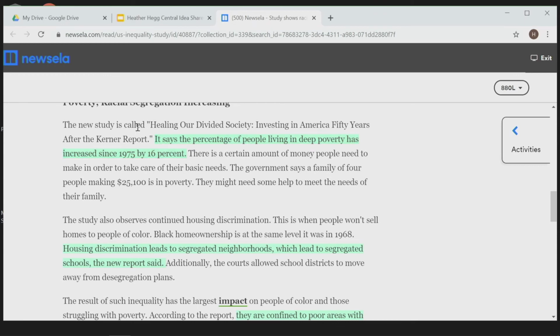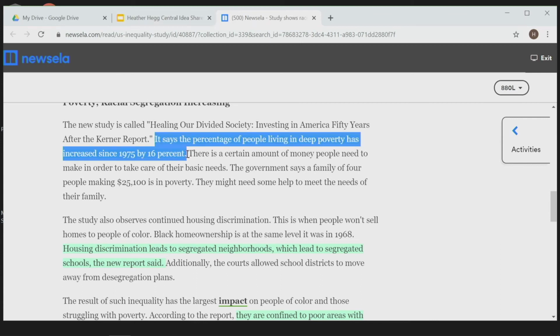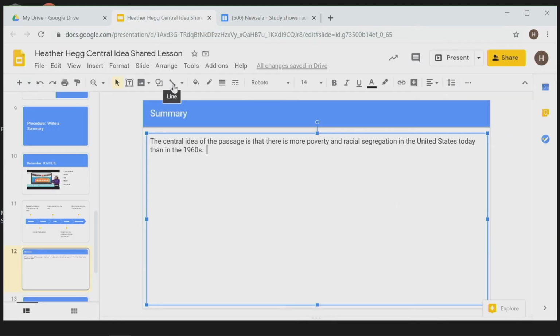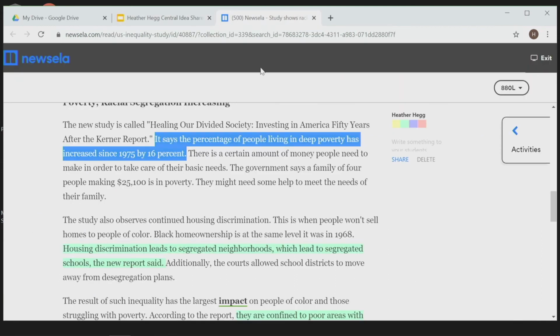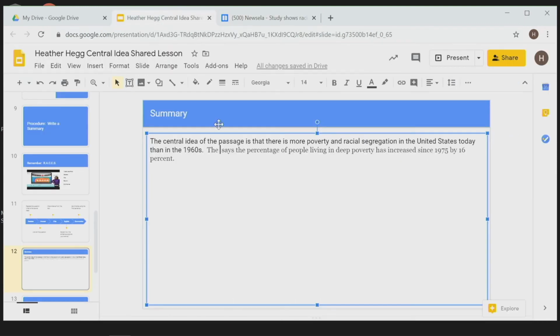It says, so I'm going to have to tell them the Kerner report, says the percentage of people living in deep poverty has increased by 16% since 1975. So I'm going to copy that. I'm going to go back here, and I'm going to, okay. I need to replace it with the Kerner report. Oh, is that what that report is? Hold on. Oh, in the report, Healing Our Divided Society.